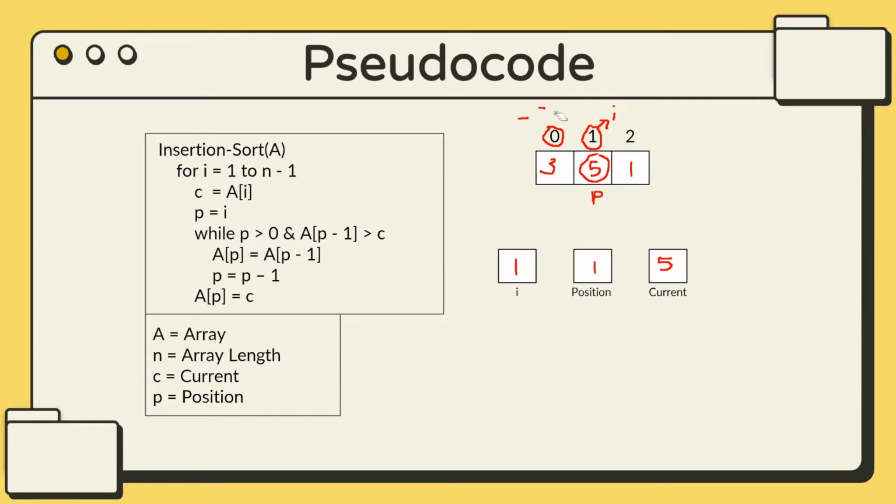So basically, we will replace this number 5 with the number 5. So it changed nothing. For the next step, it will continue to n minus 1, which is 3 minus 1, is 2. So we'll continue to the number 2. So the i will be in number 2. And the current number will be changed into this number 1.